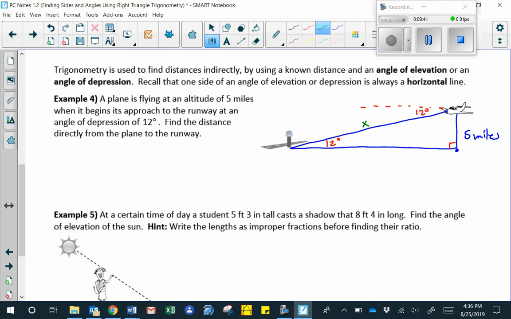So we have a 12-degree angle, we have an opposite side 5, and we have a hypotenuse x. That's going to be a sine type of equation. So you can write sine of 12 degrees is equal to 5 over x. Multiply through by the denominator. X sine 12 degrees is equal to 5, and then divide by sine 12. X is equal to 5 over sine of 12 degrees. And since x is a distance, it's going to be measured in the same units as the height of the plane or the altitude, miles.